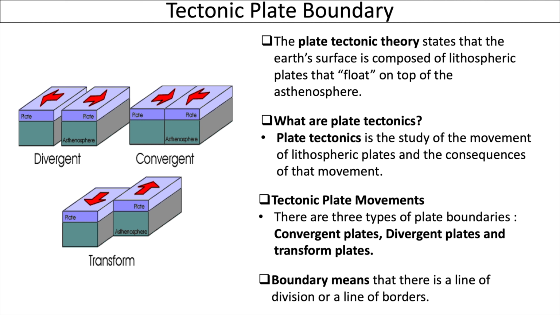You will find a divergent plate. This plate has a divergent boundary. Boundary means that there is a line of division or a line of borders. At a divergent boundary, the plates move away from each other. Next, you have a convergent plate, where the plates move towards each other. And then at the bottom, you have a transform plate, where the boundary or line of division slides past each other.